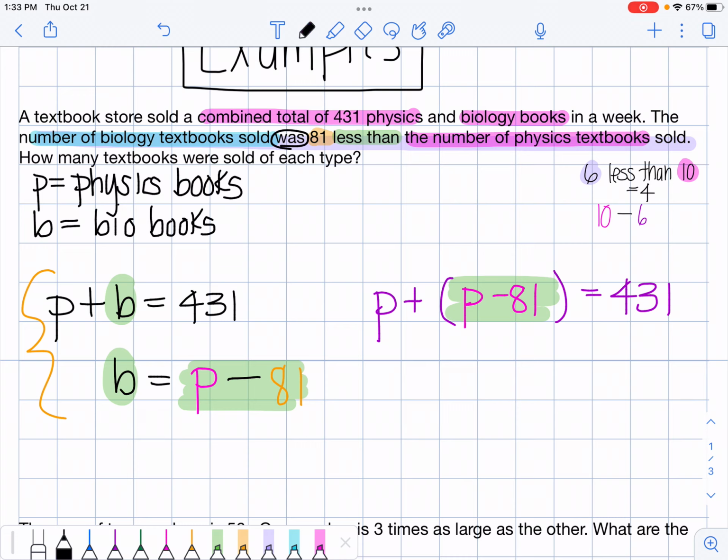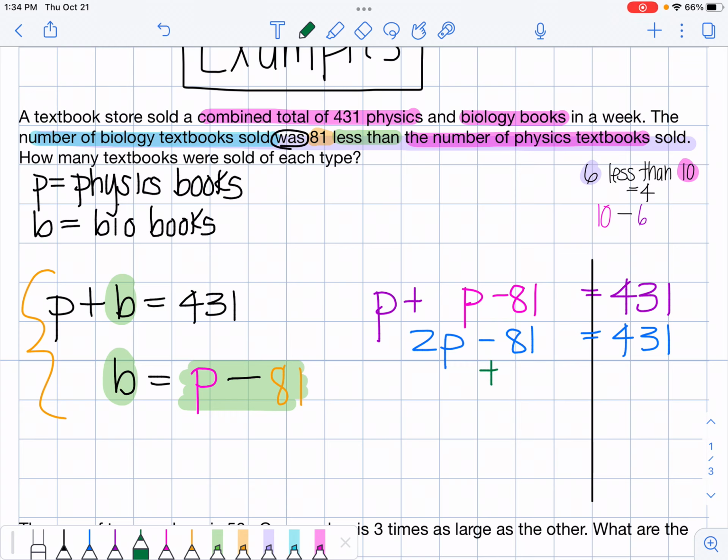I'm going to put a line down the middle because whatever I do to one side, I have to do to the other side. Now, once I put this in, I can drop my parentheses because my parentheses were just there to remind me that was my skeleton for what b was. So I'm going to add together my like terms. I have two p's, so this becomes 2p minus 81 equals 431.